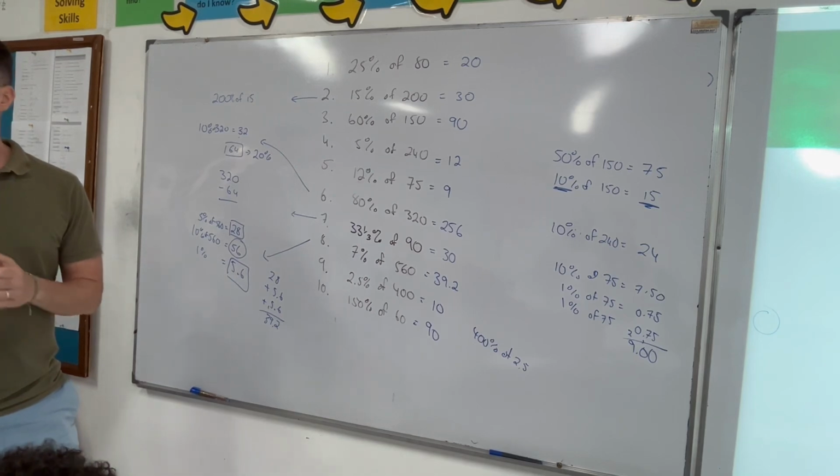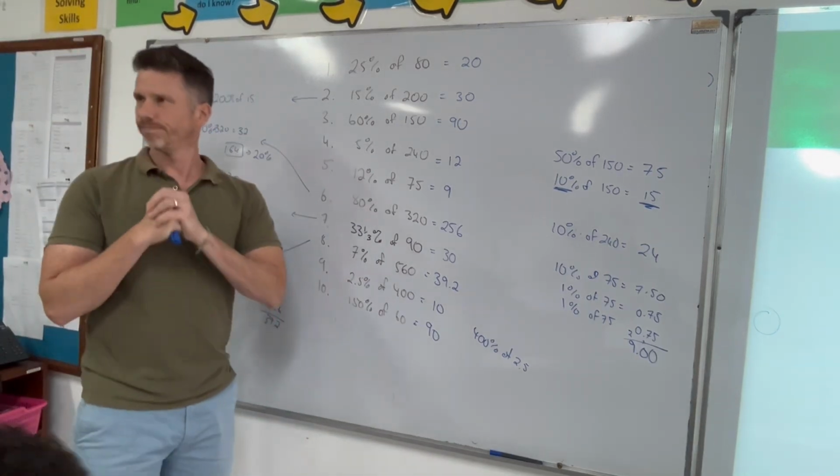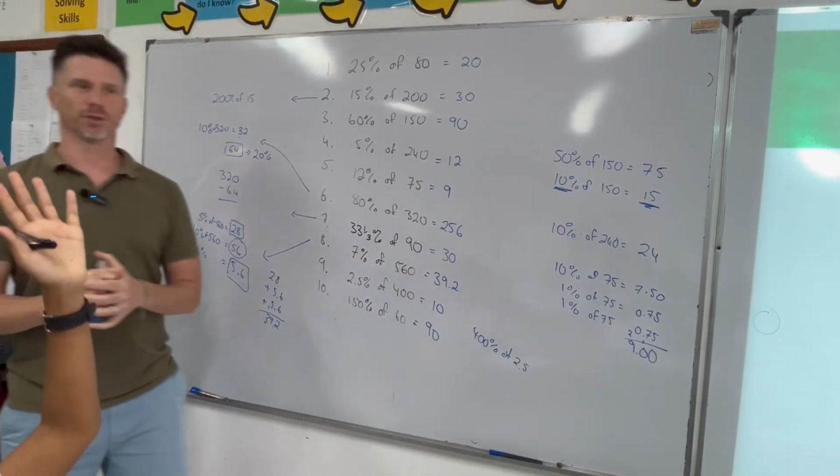Give yourself a score out of 10. Anyone get 10 out of 10? Oh, 3 of you. Very good. Okay.